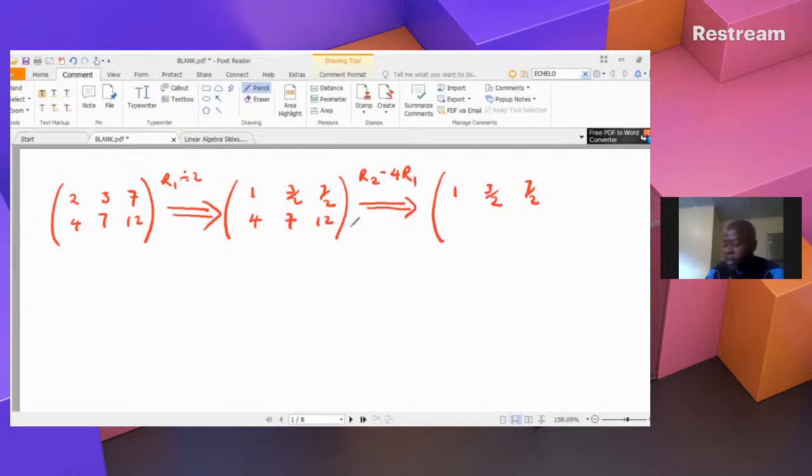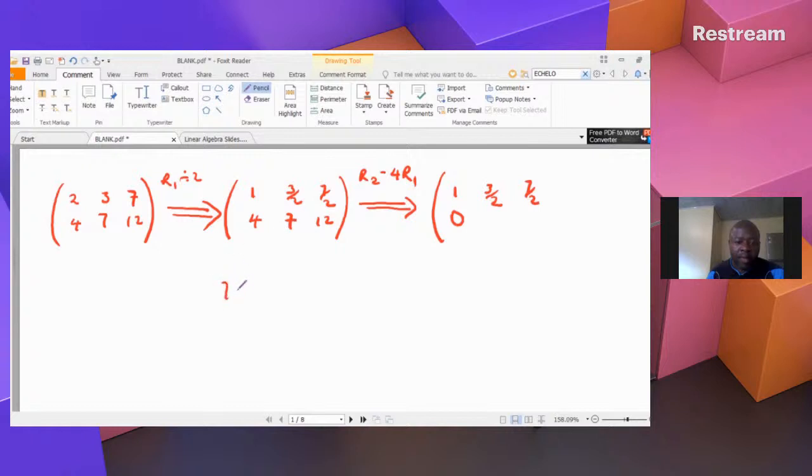And then I multiply it by 2 and subtract from 2. So, no, I multiply by 4 and subtract from 2. So 4 times 1 gives me 4. So that 4 subtracted from this 4 gives me 0.